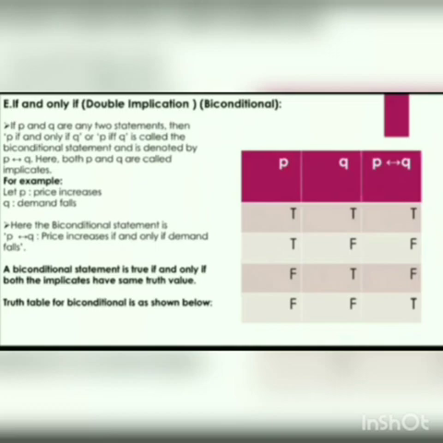Now let us take a look at the truth table for biconditional. If the statement P is true and Q is also true, then the biconditional statement is always true. If the statement P is true and Q is false, then the biconditional statement is false. If the statement P is false and Q is true, then also the biconditional statement is false. If both the statements P and Q are false, then the biconditional statement is always true.